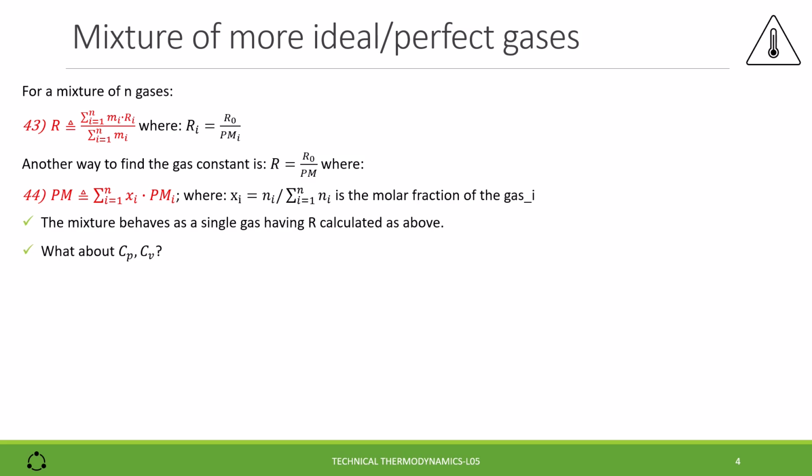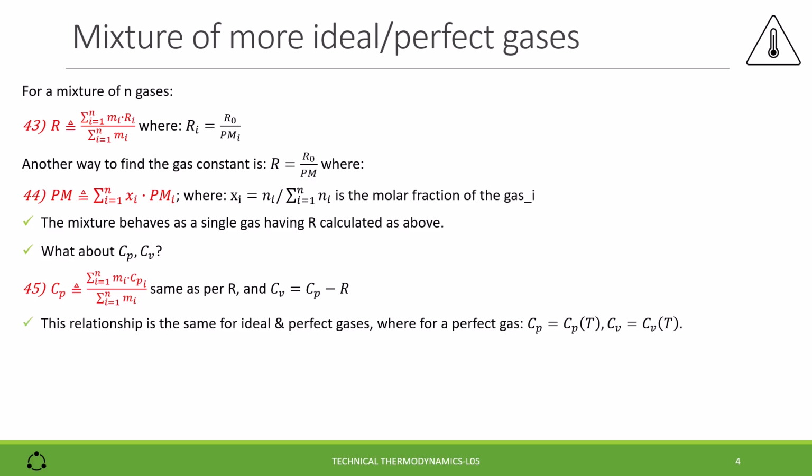What about Cp and Cv? Cp we can calculate as a weighted average between the Cpi of each gas, being the weight the mass fraction, the same as we have seen for R. And what about Cv? Cv is, by definition, Cp minus R. This relationship is valid for both ideal and perfect gases. We remember that for a perfect gas, Cp and Cv are functions of the temperature, therefore they are not constant.